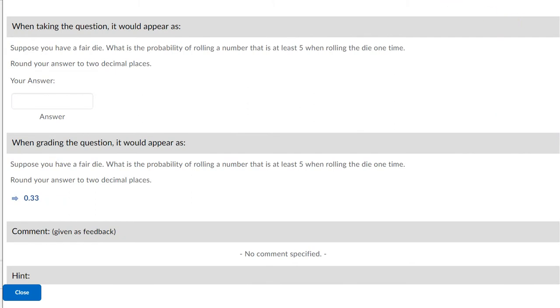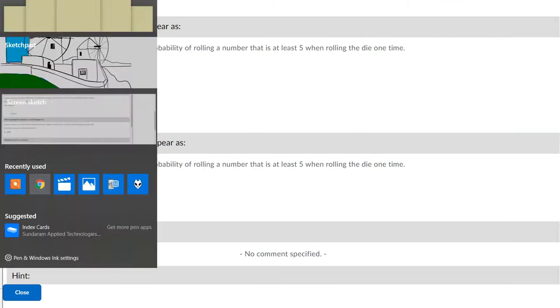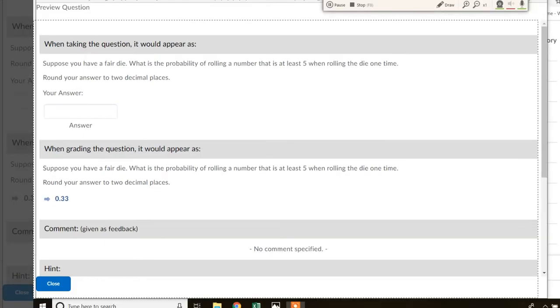So this is actually problem number 4, which is similar to 3, so it makes a good comparison. This is problem number 4 in the homework. They want to know the probability of rolling. First of all, we have a fair die, and we're rolling the die one time. That's our experiment. That's what we're doing.